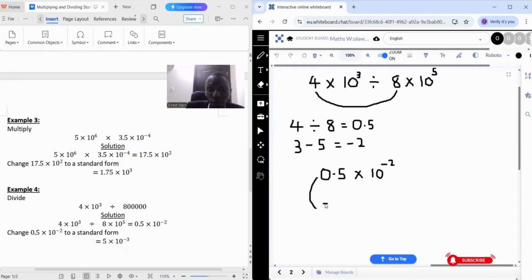So we're going to have it to be 5. Then times 10, and we are subtracting 1 from minus 2, which is the power. So we have minus 2 minus 1 to be minus 3. So we have the answer here to be 10 to the power of minus 3. So this will be our final answer when we divide 4 times 10 raised to the power 3 by 8 times 10 raised to the power 5.